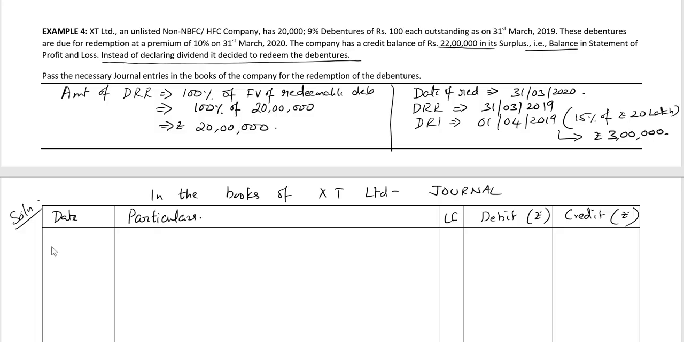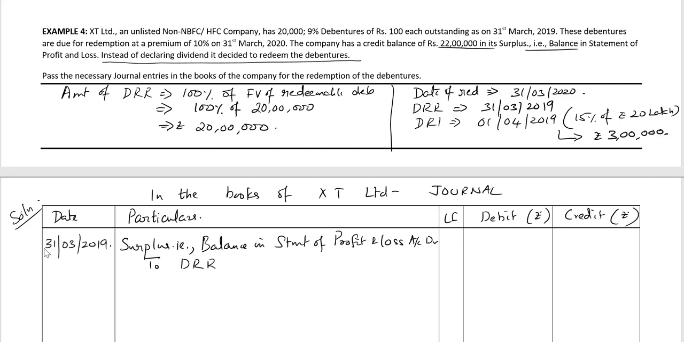We'll begin with the journal entry for transfer to debenture redemption reserve. 31st March 2019, surplus, that is balance in statement of profit and loss account debit, to debenture redemption reserve account for transfer to debenture redemption reserve. The amount transferred 20 lakh rupees.